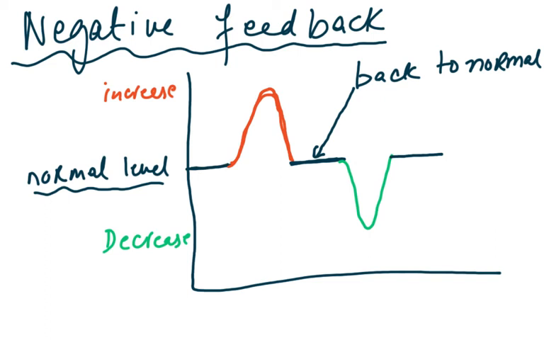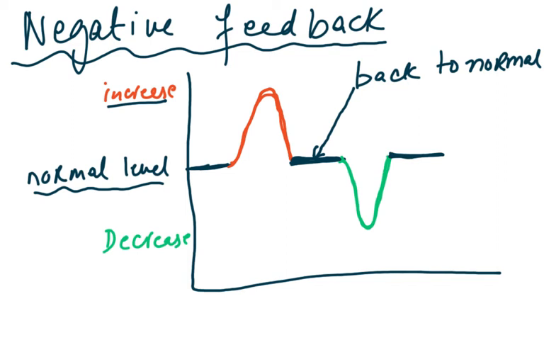So this was the normal level. There's an increase, and then back to normal. And then you go to another place and it's very, very cold there. So there's a decrease. Your body temperature decreases. And then it's back to normal again. And this is the typical graph that you get of negative feedback.